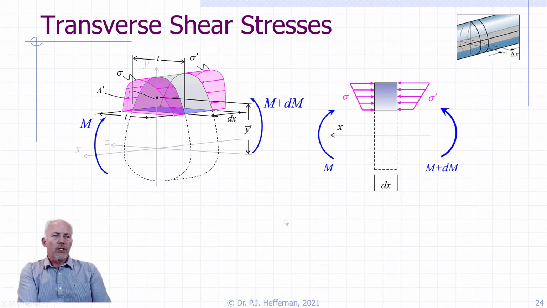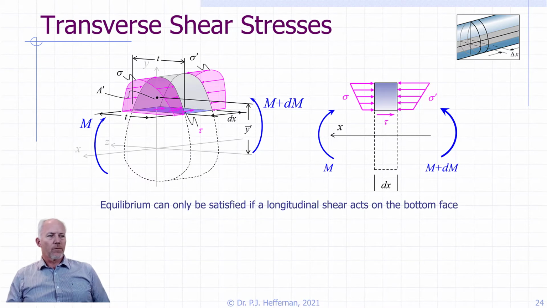So now, we're showing our M and our M plus dM with our stress distributions of the component that is remaining here. And we recognize, because sigma prime is larger than sigma, that the only way we're going to get longitudinal equilibrium is if there is some force contributing to this that we're not seeing right now. And that force has to be at the interface of the rest of the beam contributing to that section of the beam, and we show that as a shear stress tau.